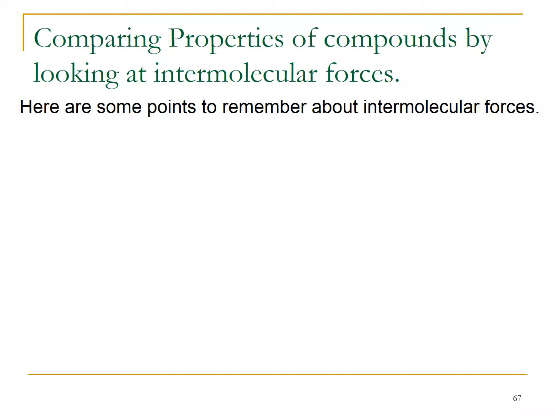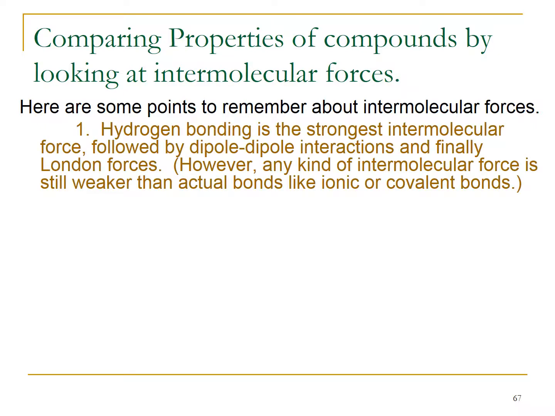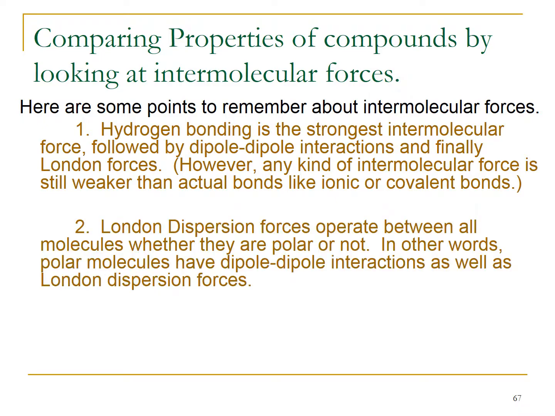So again, remember that among intermolecular forces, hydrogen bonding is the strongest, then dipole-dipole, and then London dispersion is the very weakest. However, any kind of intermolecular force is still weaker than an actual bond, like an ionic bond or a covalent bond. But still, hydrogen bonding is the strongest, then dipole-dipole, and then London forces, all other things being equal. We'll talk about that in just a second.